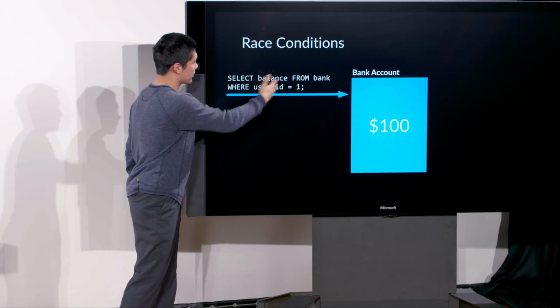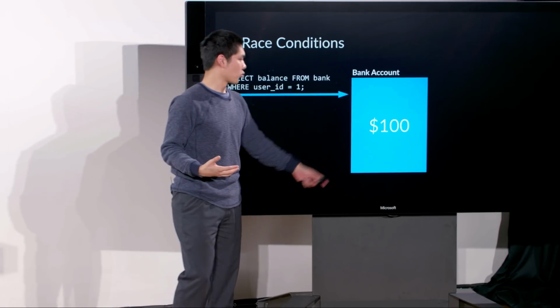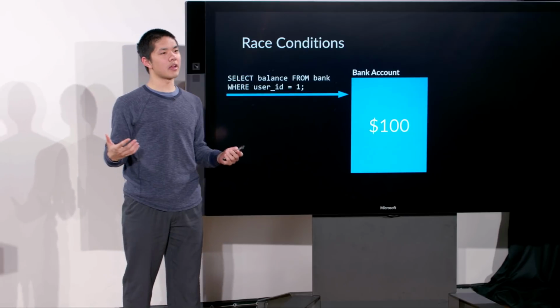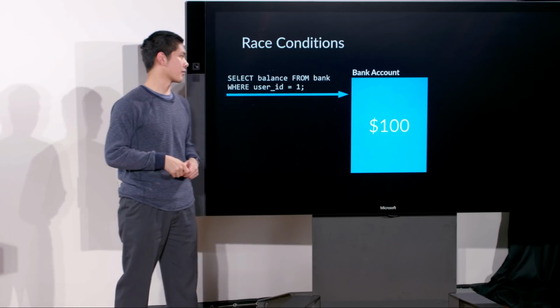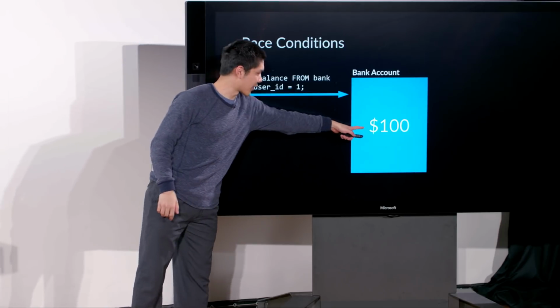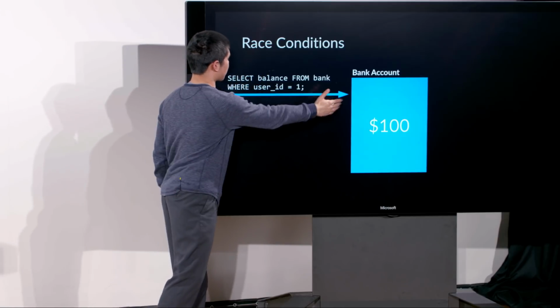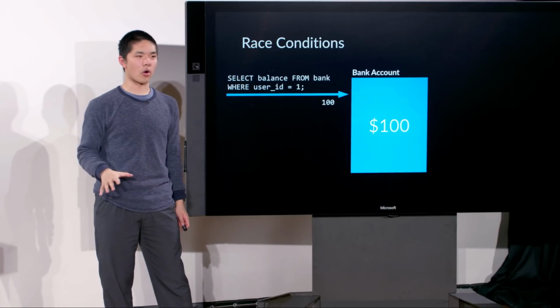And I want to select the balance from the bank to make sure that whatever balance I get back, it better be at least $100. Otherwise, I don't want to let you withdraw $100 from the bank. So I run the query. And right now in the bank account, I have $100. So the SQL query gives me back 100. We're all set.